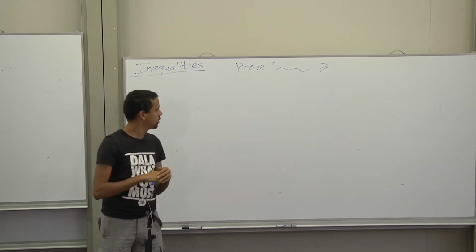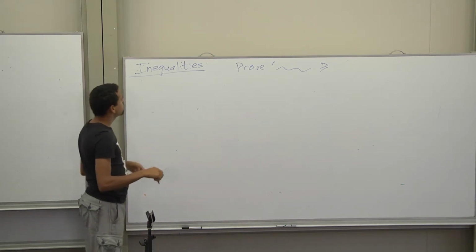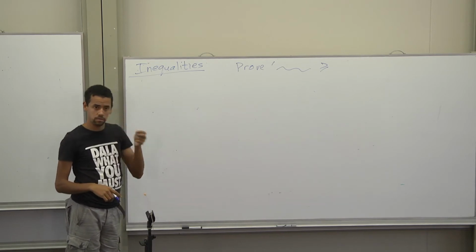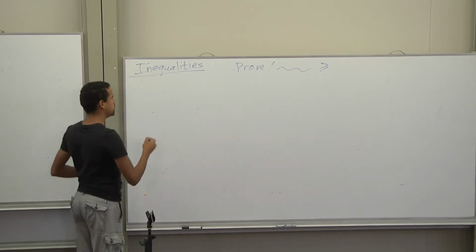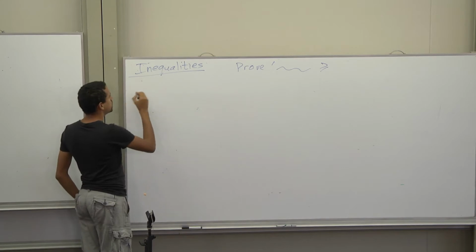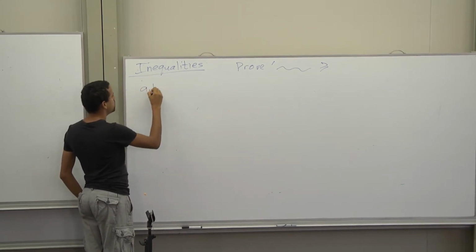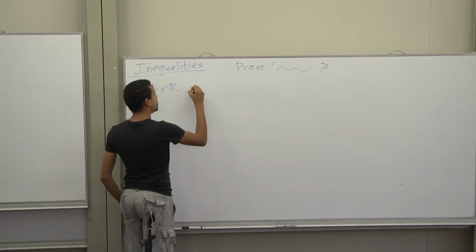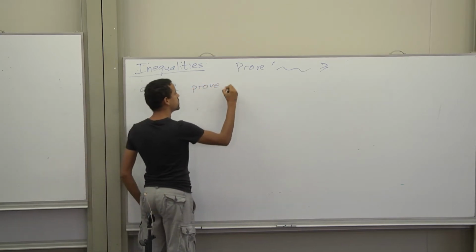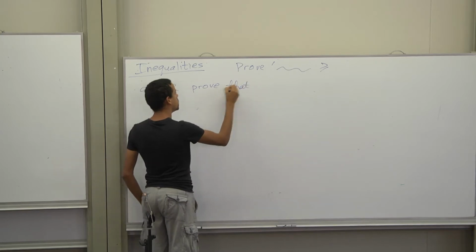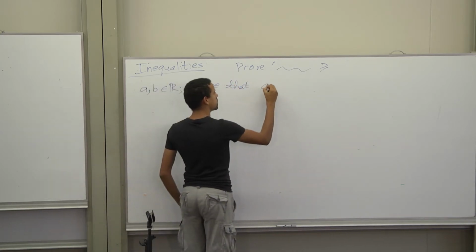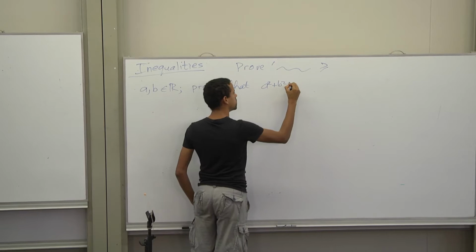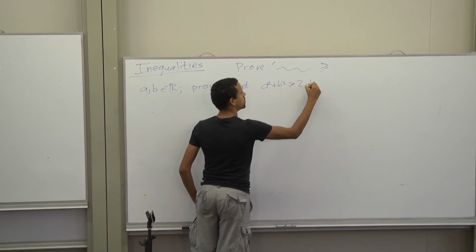For an example, possibly the first inequality you ever see: you've got A and B real numbers and you're asked to prove that A squared plus B squared is greater than or equal to 2AB.